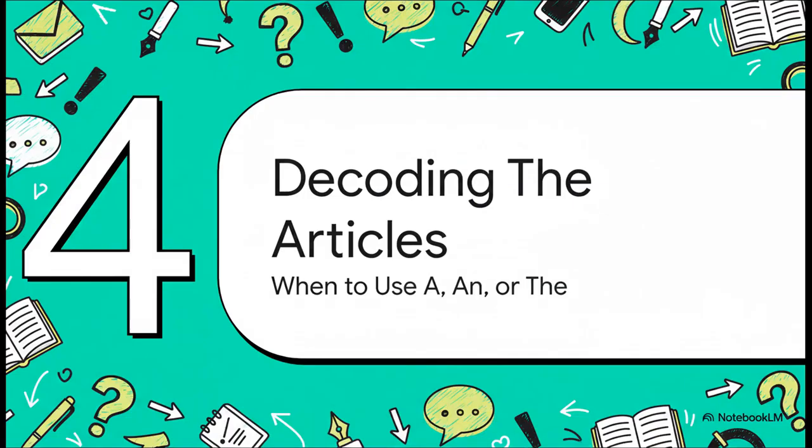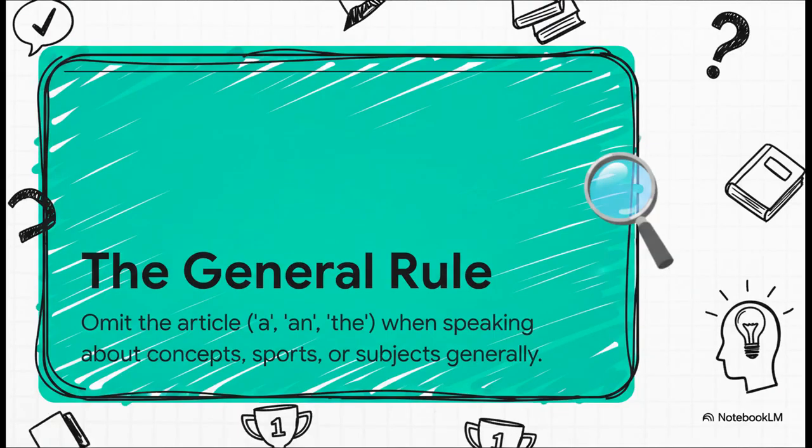And finally, let's tackle a topic that seems so basic, but oh man, it is filled with little traps for anyone who's not paying attention. Articles. Knowing when to use a and the, or sometimes nothing at all, is a seriously important skill. So here's the big idea. If you're talking about something as a general concept, not a specific, single thing, you often don't need an article at all.